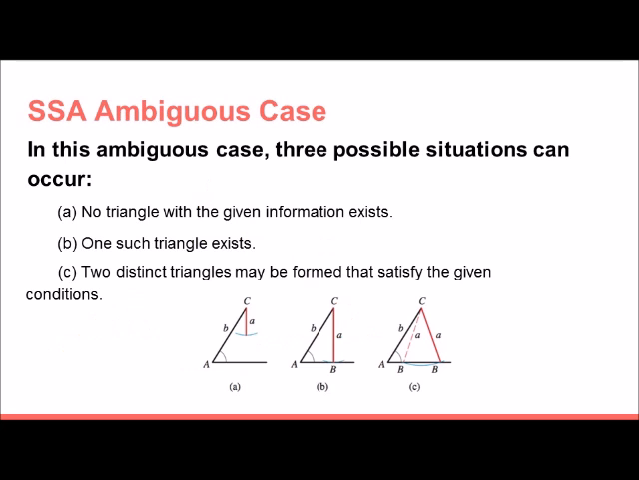For our next problem, we will deal with the side-side-angle ambiguous case. In this ambiguous case, there are three possible solutions that can occur. The first being that no triangle with the given information exists. The second, one such triangle exists with this given information. And the third and final, two distinct triangles may be formed that satisfy the given conditions. And these three cases are shown below.